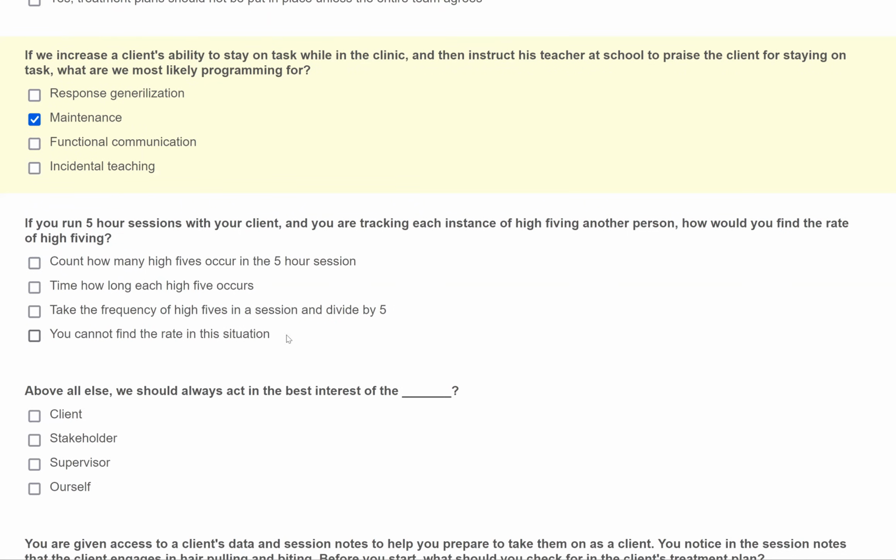B, time how long each high five occurs. That's duration data. We're looking for rate. C, take the frequency of high fives in a session and divide by 5. Yes, we're taking our frequency, dividing by our time, which is 5 hours. We're going to get our rate. And then D, you cannot find rate in this situation. You absolutely can. C is our answer. If you don't understand that, go back, review rate. Remember, all you're doing is finding the frequency and dividing it by the amount of time you're given.